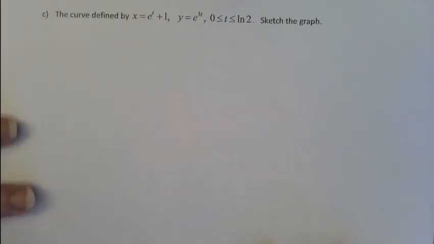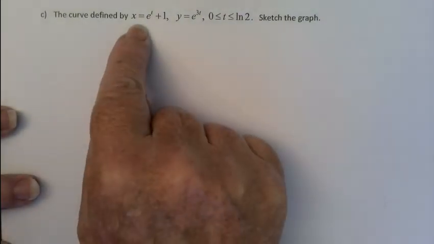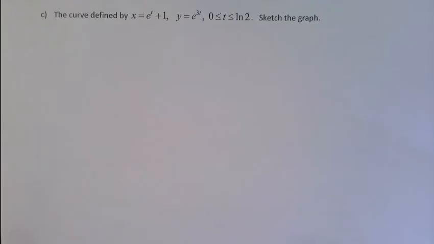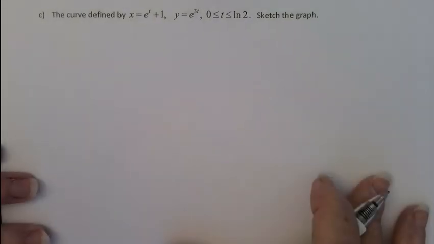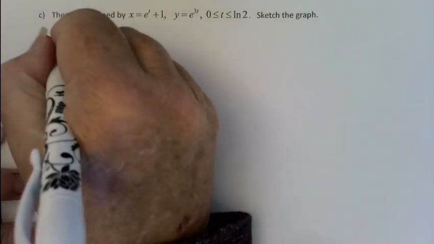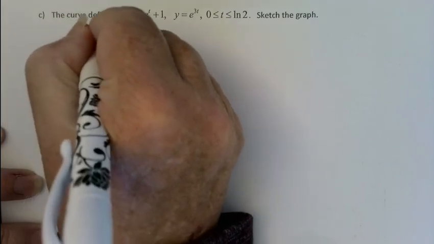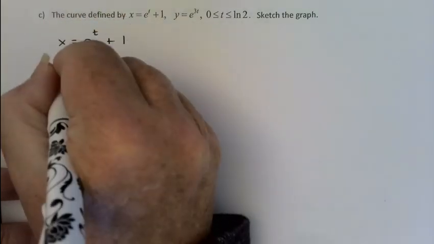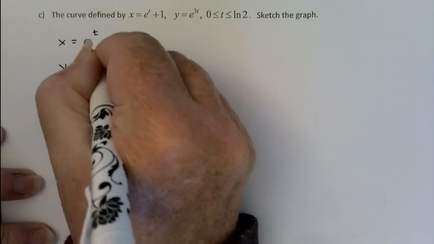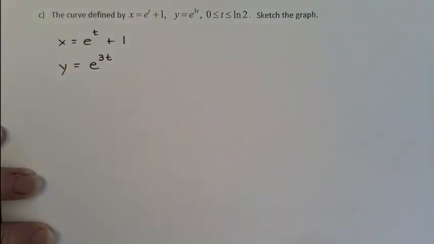All right, and one more eliminate the parameter problem. We've been given x equals e to the t plus 1 and y equals e to the 3t. T values from 0 to ln 2. And once again, we'd like to kind of sketch the graph of this by first eliminating the parameter to figure out what it looks like. I want to find the xy form. So I've got x equals e to the t plus 1 and y equals e to the 3t.